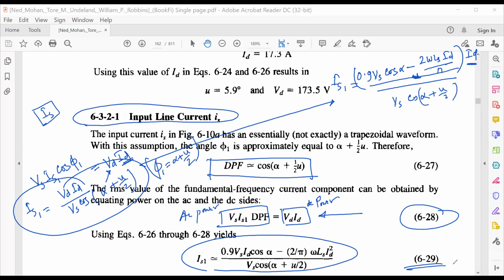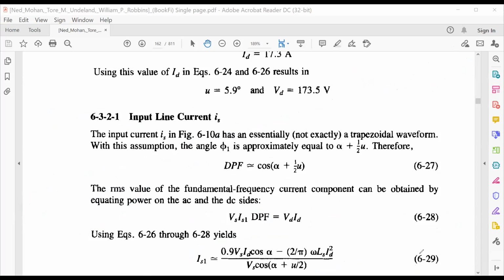Okay, so if there is an input inductance, then your IS1, the RMS value, because of the commutation, the fundamental component of the current will be given by this equation. Okay.